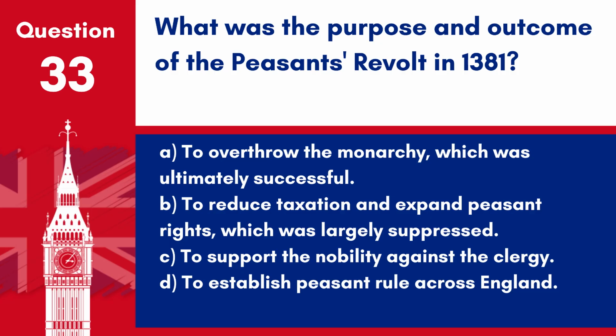A. To overthrow the monarchy, which was ultimately successful. B. To reduce taxation and expand peasant rights, which was largely suppressed. C. To support the nobility against the clergy. D. To establish peasant rule across England. Answer: B. To reduce taxation and expand peasant rights, which was largely suppressed.